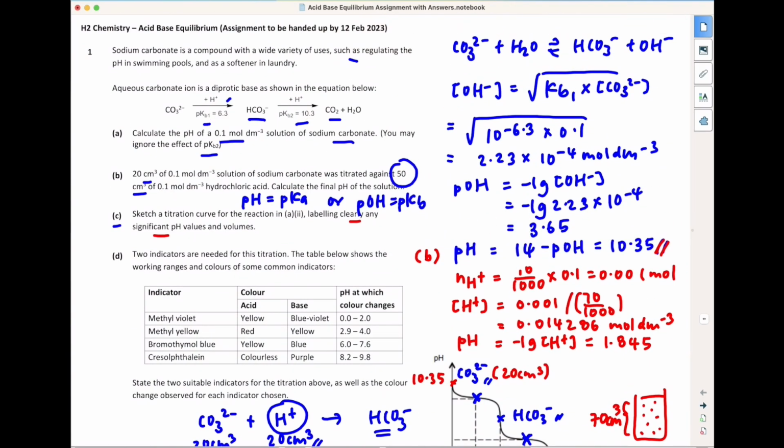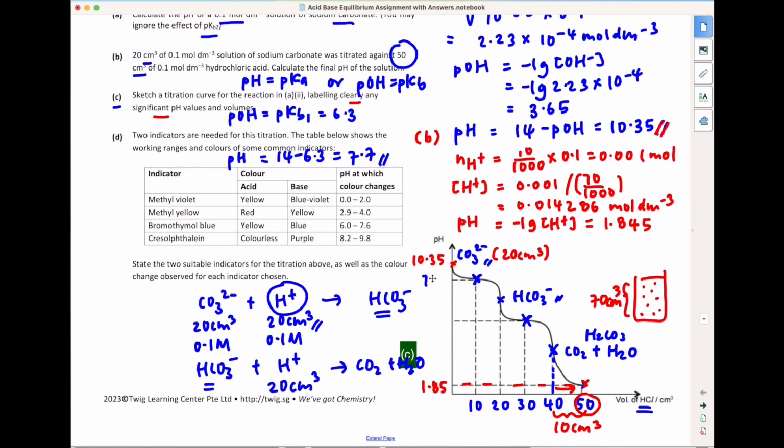So it means that for the first equivalence, first maximum buffer, pOH equals to pKb, right? pKb1, that will be 6.3. So you try to find out the pH, it will be 14 minus 6.3, and that will give you a value of 7.7. So that is the max buffer at this point, 7.7.